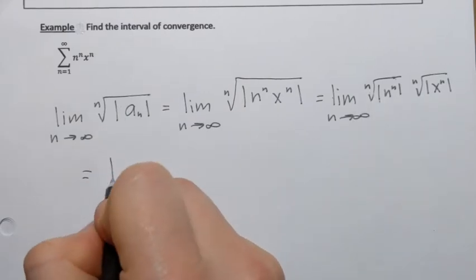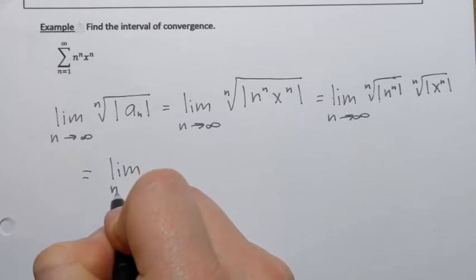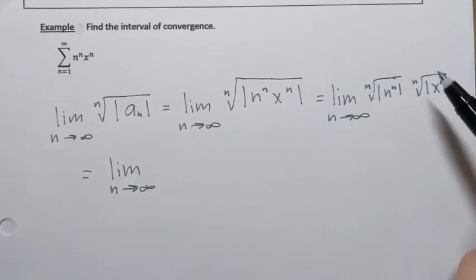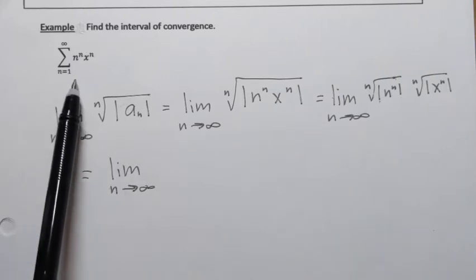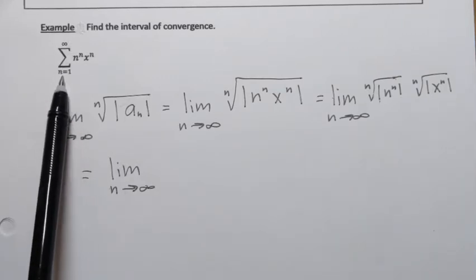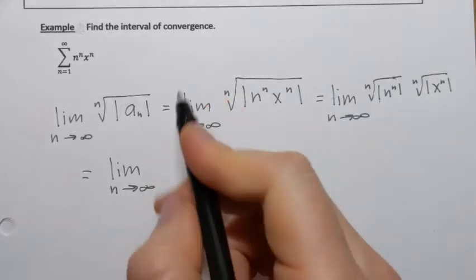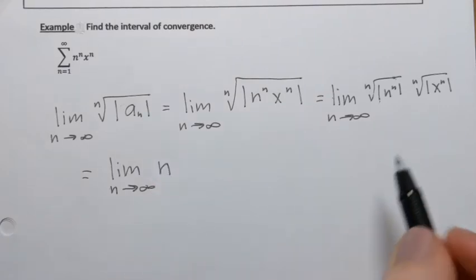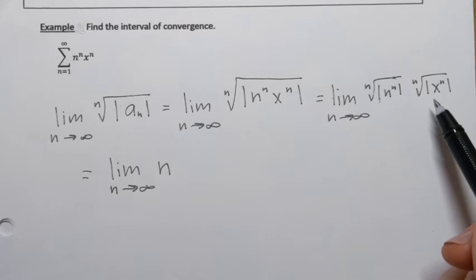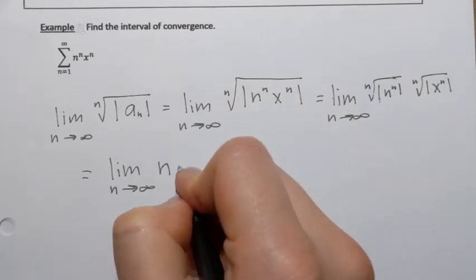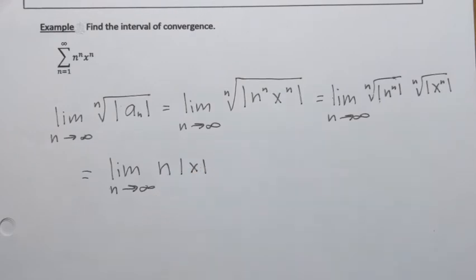Now, what happens with the absolute value? Can we drop it? Well, not for both of them. We can drop it for n, because we know that n is always positive, right? That n goes from 1 to infinity. That means that we can drop the absolute value for n. However, I won't be able to drop the absolute value of x, because x can take on different values, positive and negative, so I will have to keep the absolute value of x.